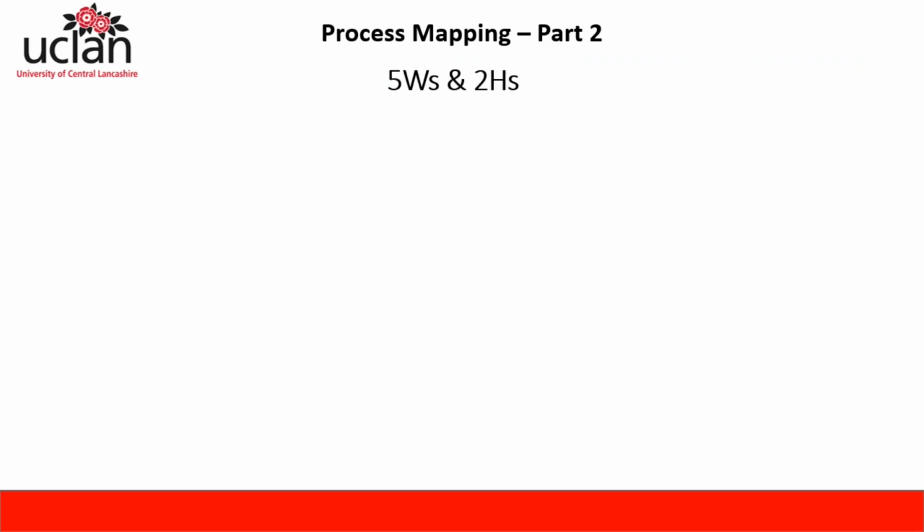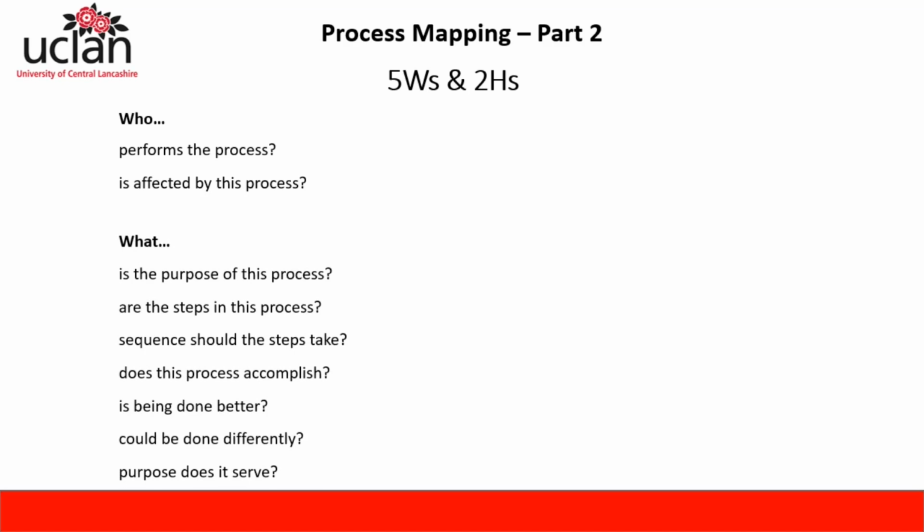And in order to identify one of these 7 or 8 wastes, you often ask a series of questions. So the 5 W's and 2 H's is a good technique to do this. So we'd ask who, so who performs the process and who's affected by the process. We then might ask what's the purpose of the process and what are the steps in the process and what sequence should the steps take. Maybe the process has changed over time and you don't have to complete them in that sequence anymore.